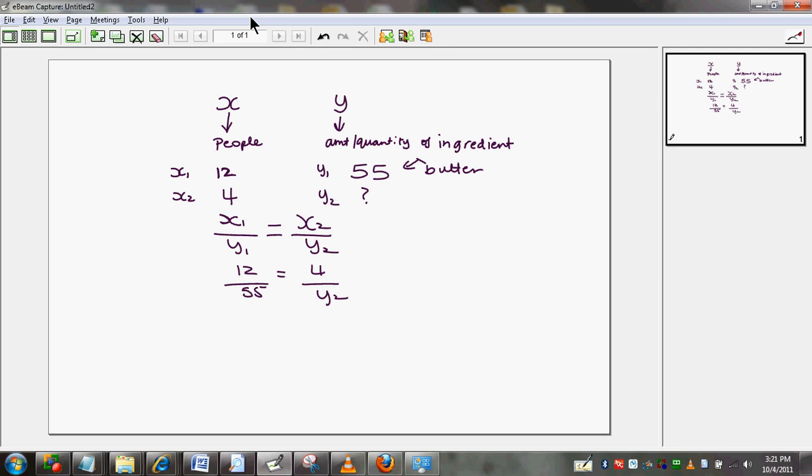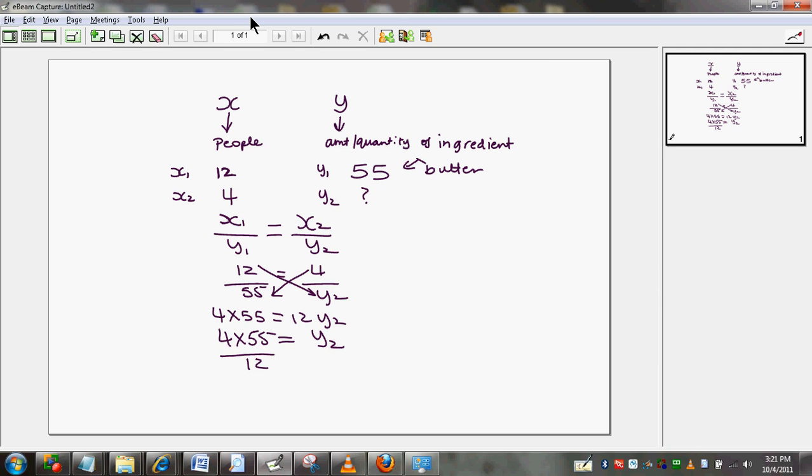So you could say 4 by 55 would be equal to 12 y2. What I did, I cross multiplied. I said 4 multiplied by 55, top by bottom, is equal to 12 by y2, top by bottom again. That's how we do cross multiplication. And then we could work out what y2 is by dividing the right-hand side by 12. And we must also divide the left-hand side by 12 as well if we want to solve that equation properly.